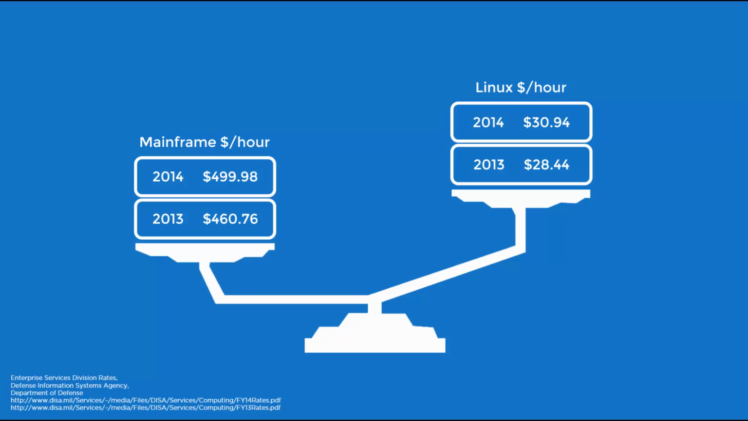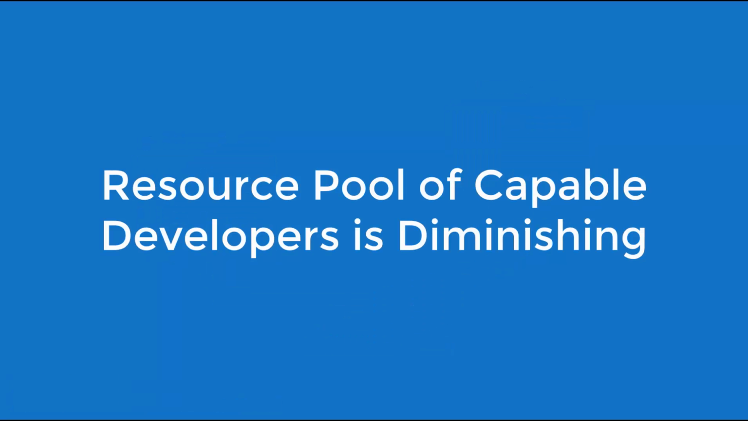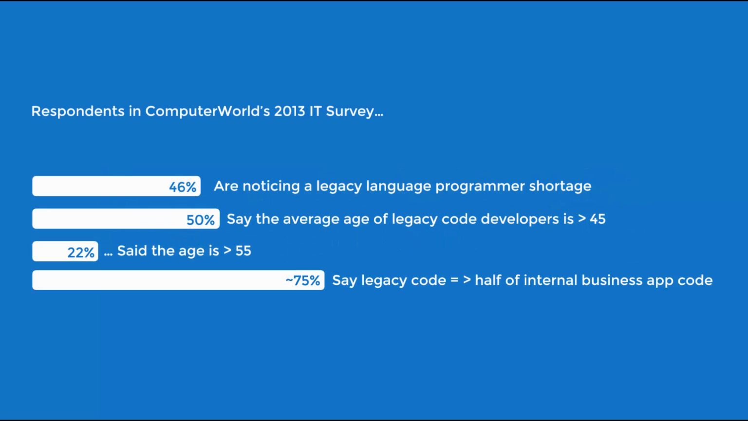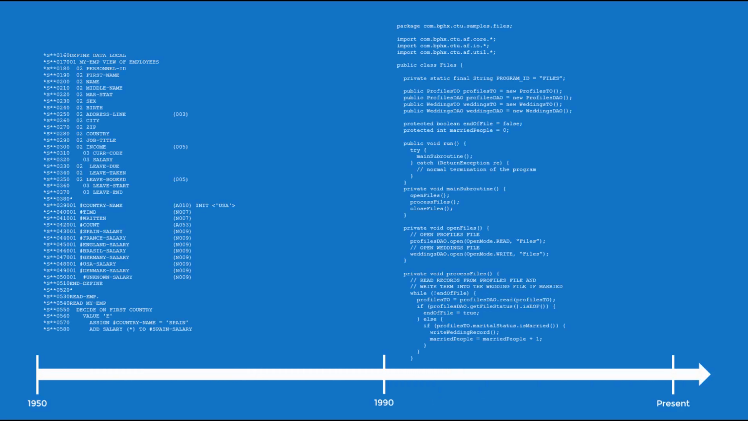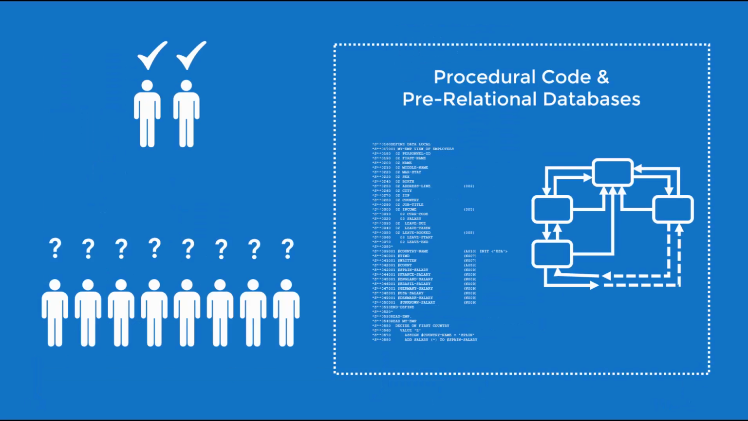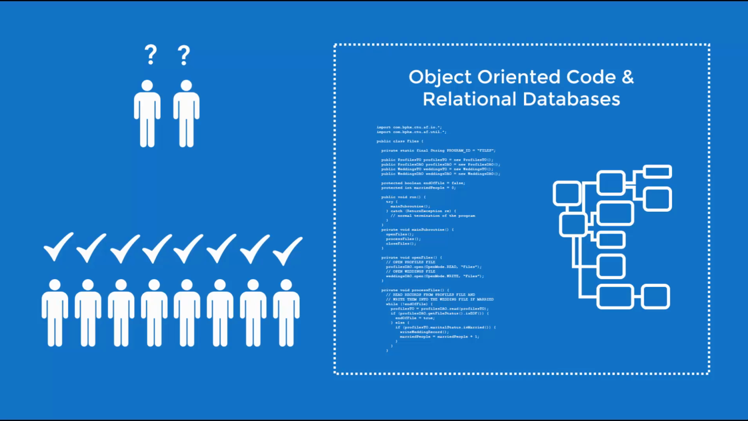In addition to cost being a huge modernization driver, the pool of resources able to develop in procedural languages like Natural and work with pre-relational databases like ADABAS is diminishing at an alarming rate. Why does this matter? The evolution of software development from procedural to object-oriented design in the past few decades has opened a rift between the skills required to maintain legacy systems and the skills being taught to and utilized by today's developers in the design and implementation of modern software.